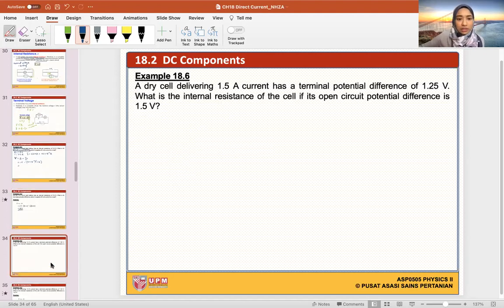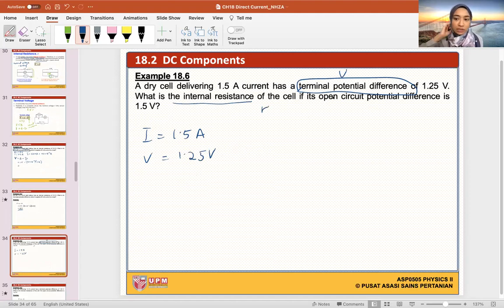Okay, next one. A dry cell delivering 1.5 A, so I is 1.5 A, has a terminal potential difference of, so this is the word terminal potential difference, which means this is your battery voltage V. V is equal to 1.25 volt. It's asking what is its internal resistance, r, if its open circuit potential difference is 1.5 volt.